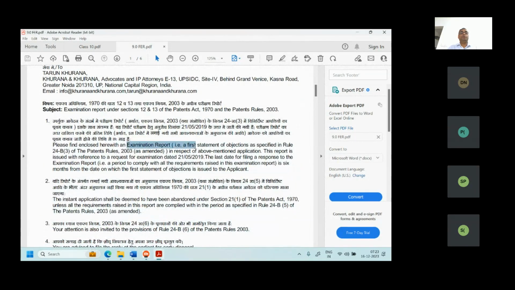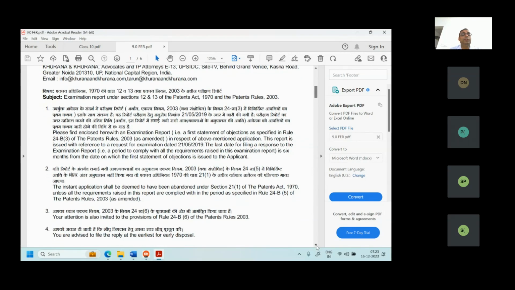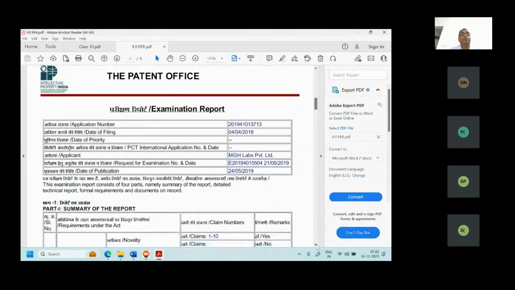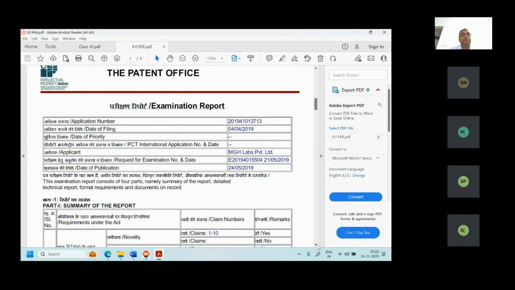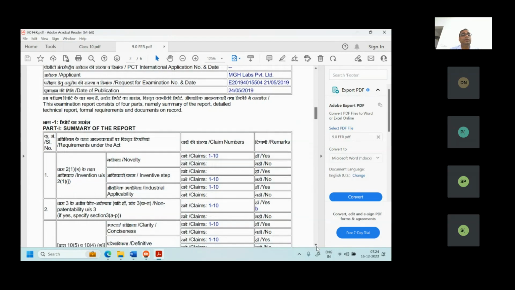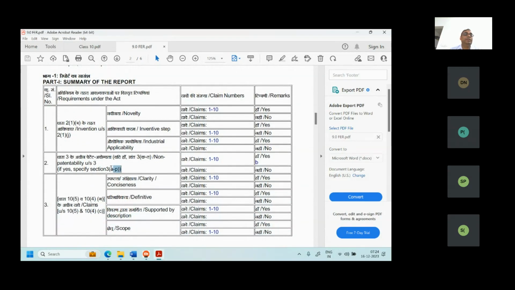So examination report for statement of objection as per 24B. Please remember these sections because few rules are important. For example, 24B, 24C, these are important. So remember them. Then comes the summary of report. They are talking about novelty, inventive step, industrial application. Invention under section 21A. Then they go for whether patentability, non-patentability. That is criteria of section 3.